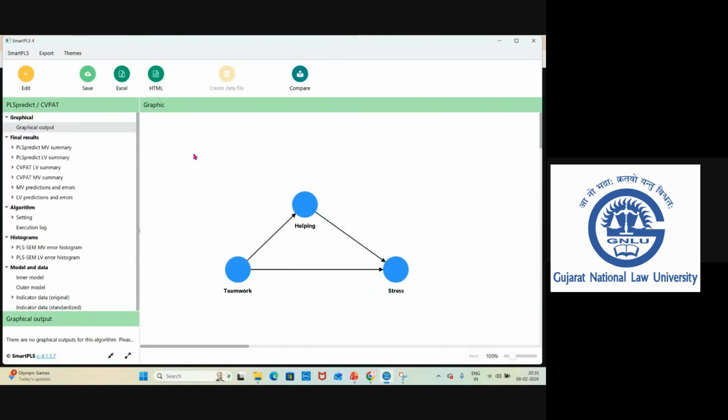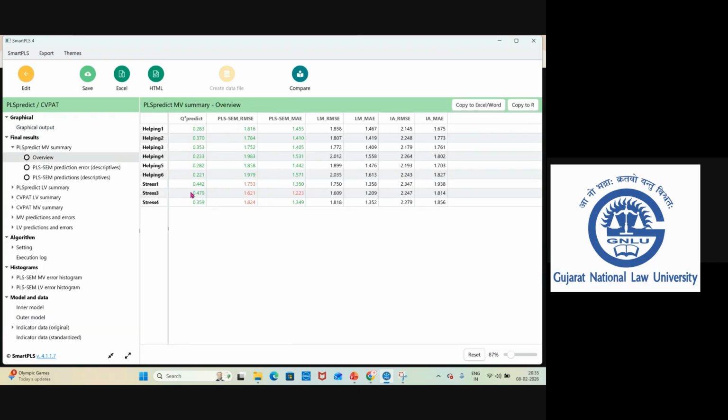After doing this particular part, please come to the PLS predict MV summary. And we are also going to see prediction descriptors.